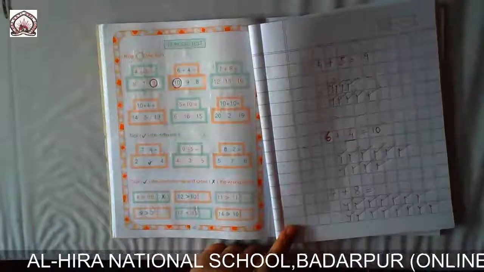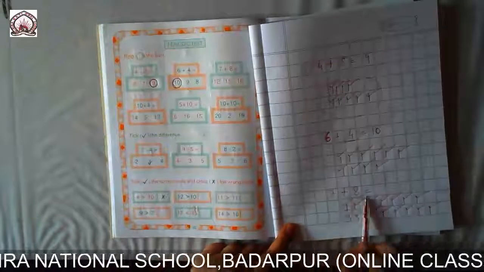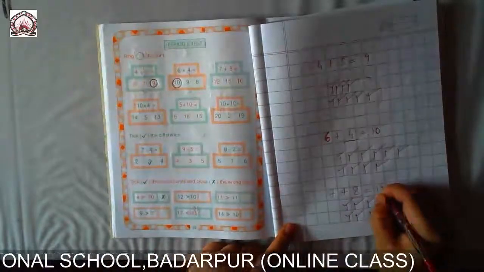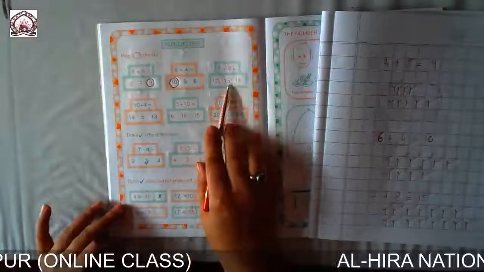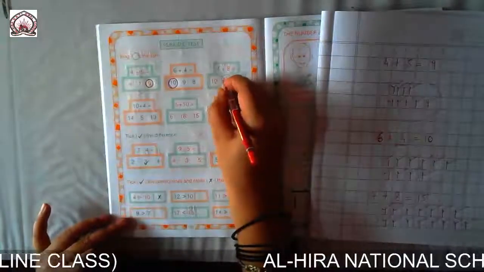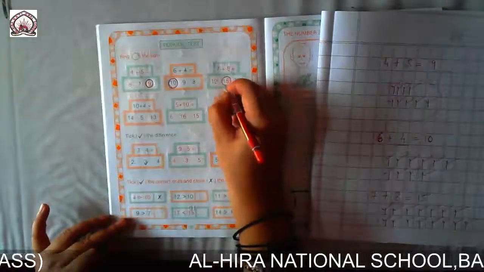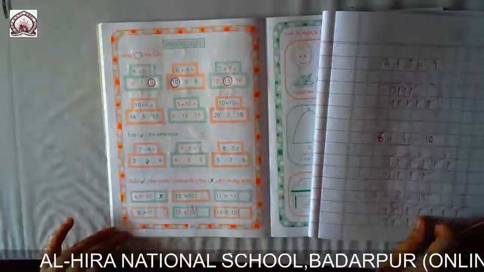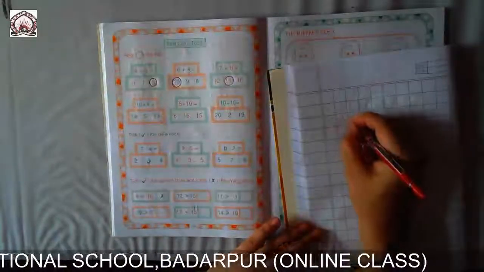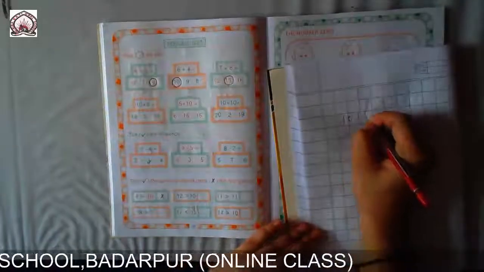How much do we get here? 7 plus 8, 15. So see here, where is 15? Yes, in the middle. Okay. So circle 15. 7 plus 8, we get 15. Okay. Now next, 10 plus 4.